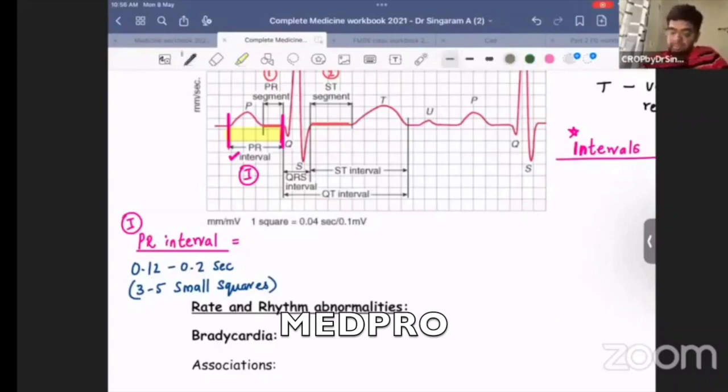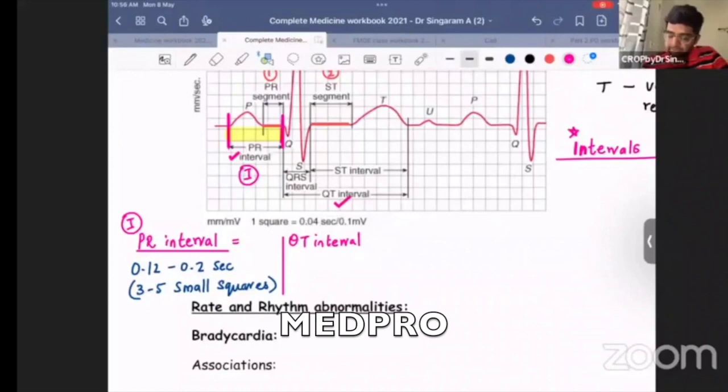What is that? QT interval. Okay, it is the QT interval. Can you see where the QT interval is? It is from here, the beginning of the Q wave. Can you see that this is the QT interval? See here, this is the QT interval.